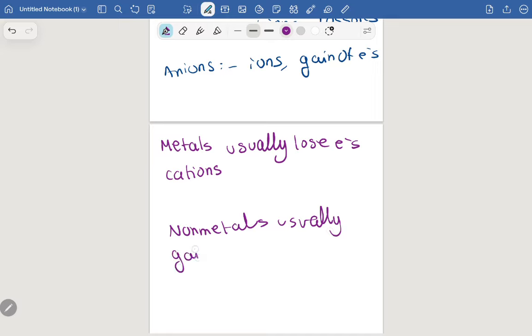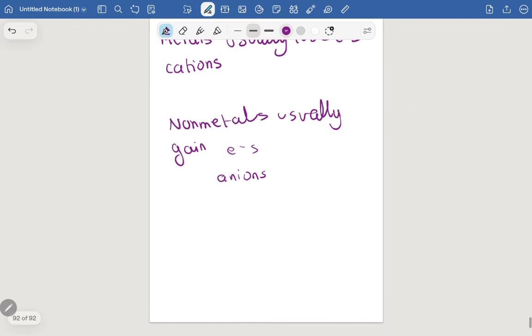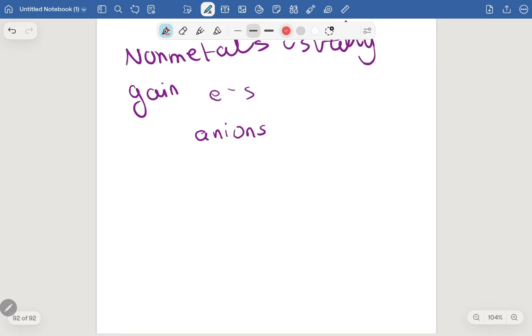So that's why they are what they are, anions. Now, inferring from this, we can start discussing ionic bonding. What is ionic bonding? Ionic bonding is when a metal and non-metal, what do? They exchange electrons.